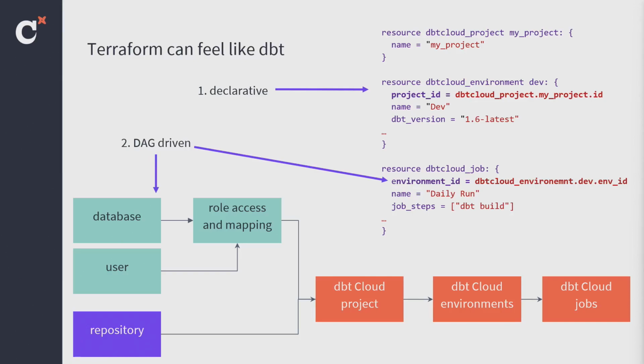And in a similar way in Terraform, we don't use ref in that case, but we can reference other resources in our code. So what I'm saying in the second piece of code on the top right is that my dbt Cloud environment is dependent on my dbt Cloud project, which means that Terraform is going to build a DAG, and Terraform knows that it first needs to create the project and then the environment.